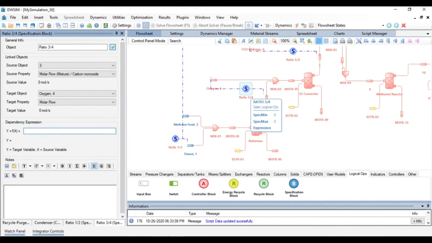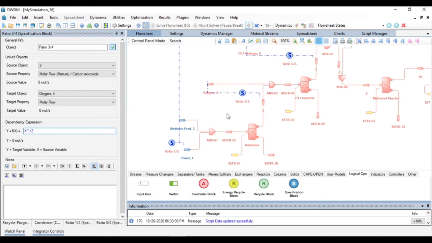The expression here is, the oxygen needed for every 2 moles of carbon monoxide is 1 mole of oxygen. So the expression is x times 1/2. Okay, there you go.